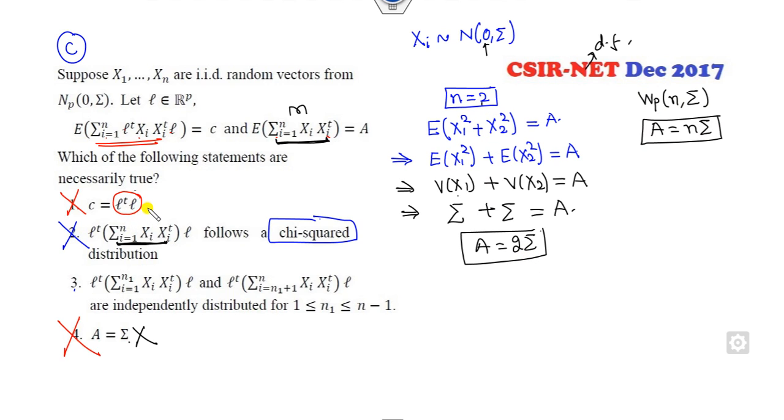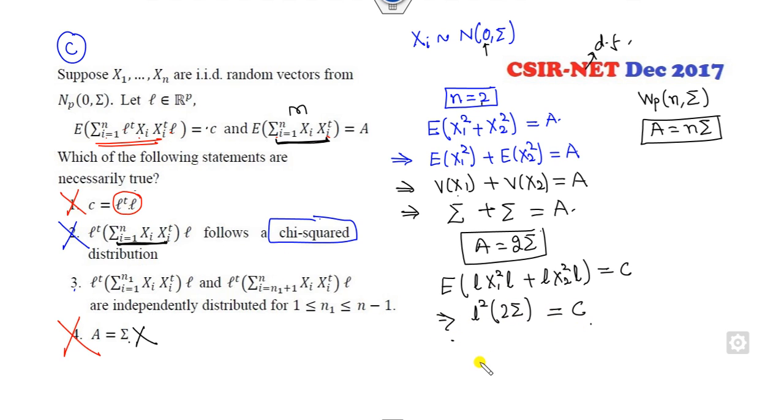Now again you can see by using this option how you can solve that. Taking n as 2, what is that? This is L x1 square plus L x2 square. So what is that? L square will be common. E of x square plus y square is nothing but 2 of sigma, which comes to be C. So now clearly, C is not equal to L transpose L. So this option is also cancelled.